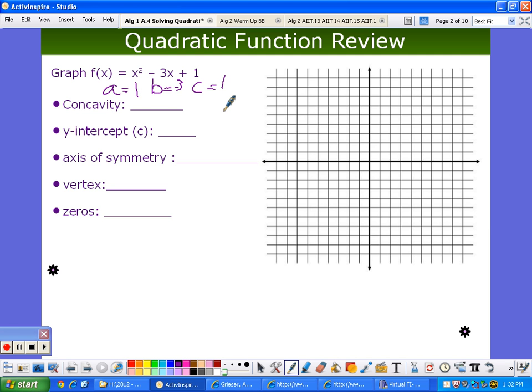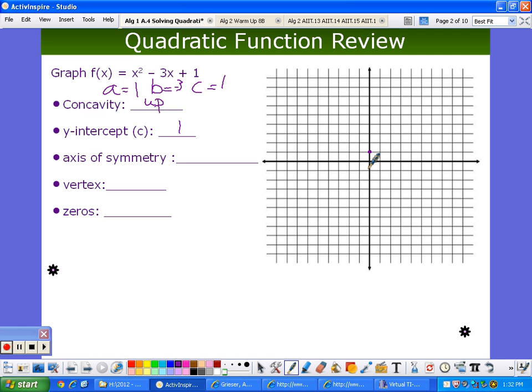Awesome. So is this going to be concave up or concave down? Up, because the A is positive, so it's concave up. Is that a smile or frown? Smile. What's my y-intercept? 1. I can go ahead and graph that. I'll put my y-intercept on there.